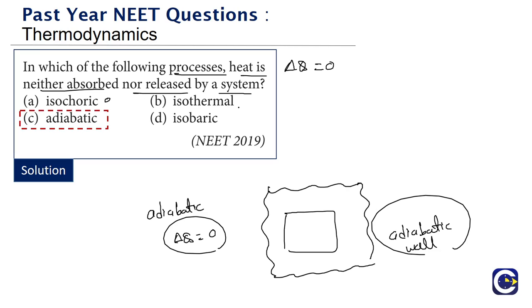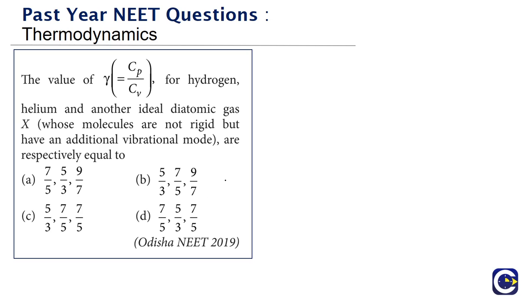Now in isochoric, isothermal, isobaric, in all these processes we can have either heat absorbed by the system or heat being released by the system. So in all these other three processes heat exchange is possible. Only in the adiabatic process will heat exchange not be there, and delta Q will be 0. We'll move on to the next question.